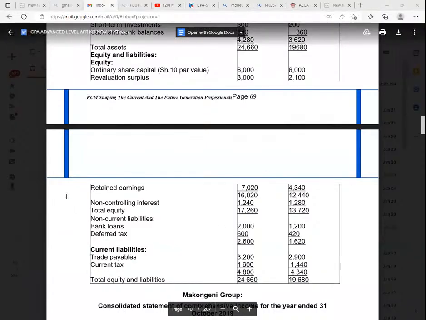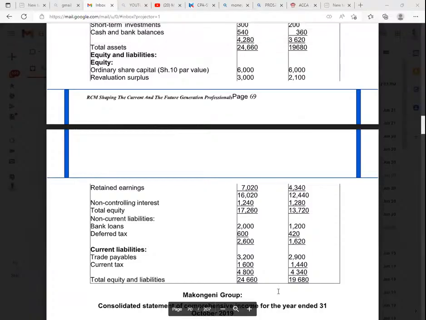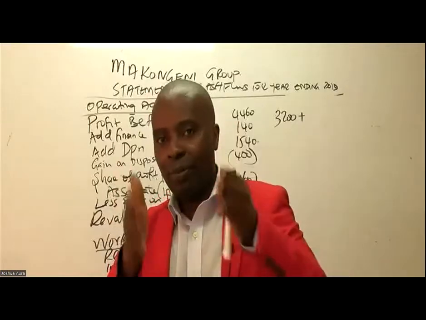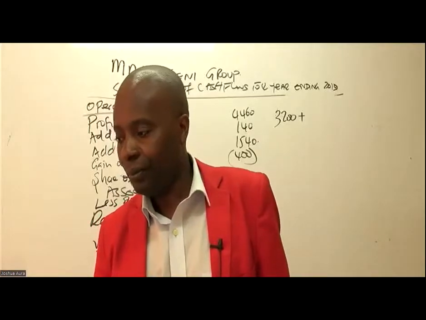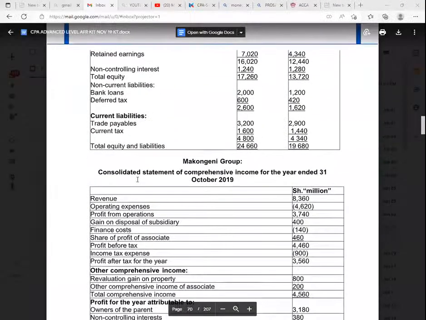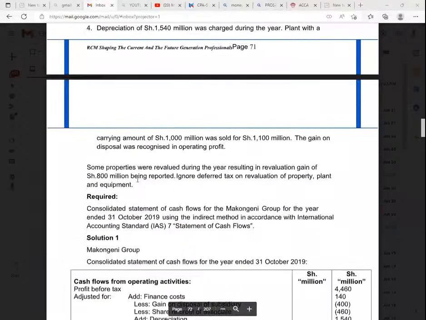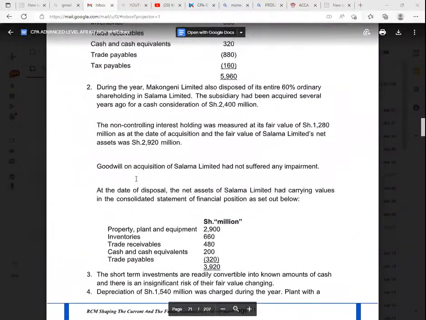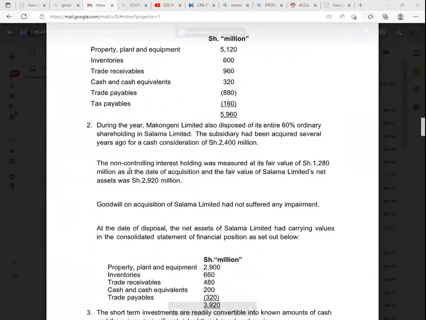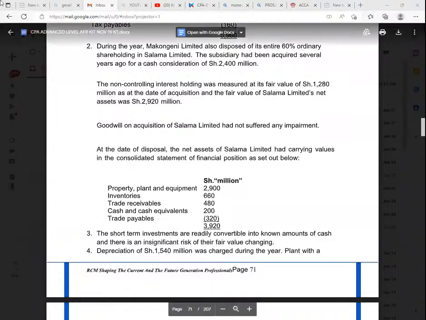So, 3,200, remember this is closing, so I must do things in the reverse. For closing, you will come and add the disposed payables. You're doing things in reverse. Closing plus the payables of the disposed subsidiary. In this case, the disposed subsidiary is number 2. It's here, 320. So you add these to the closing.